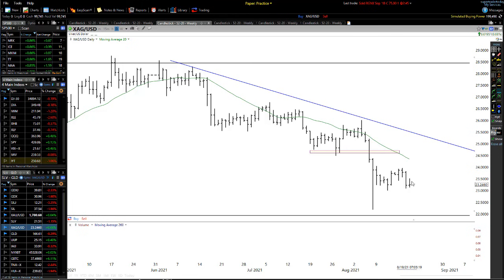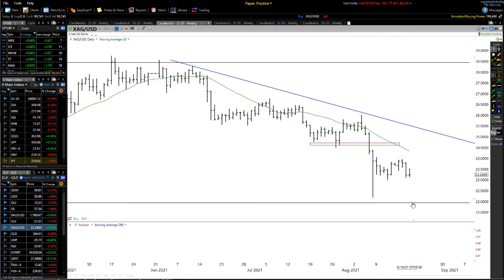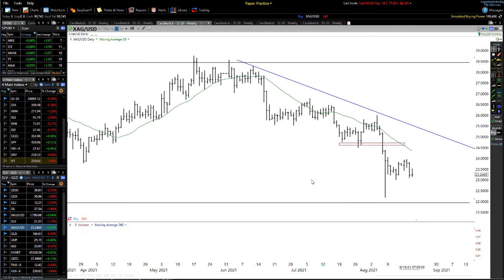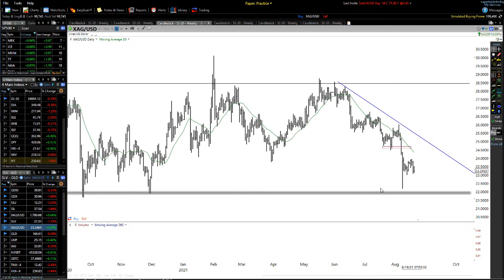The trend is your friend until the end. So I wouldn't be too surprised if something happened with silver that caused silver to go through a little bit of a freak out here, right? Because again, look at this, look where we're at right now, this major level of support.